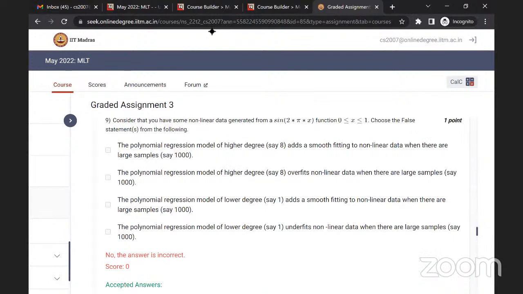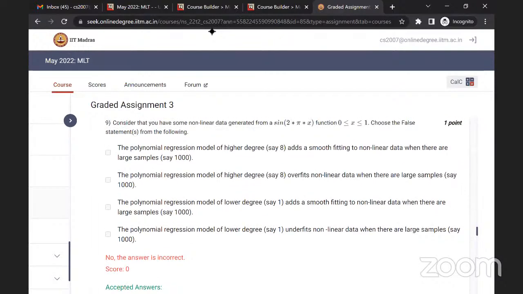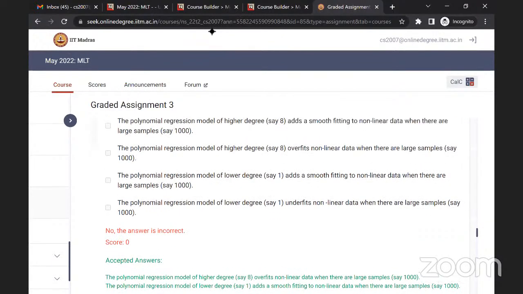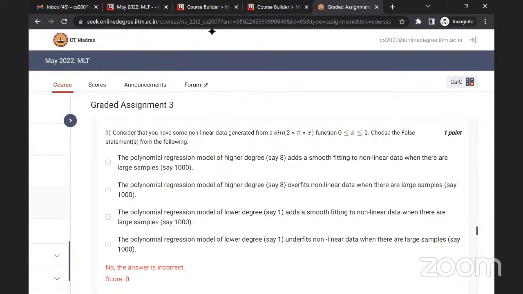Right, so the first one doesn't make sense. If the data is non-linear, no, it should. We need to choose the incorrect statement. Right, so that's why the second one should be wrong. Then why does the first one look correct? How? I mean, why is it like a smooth fitting?